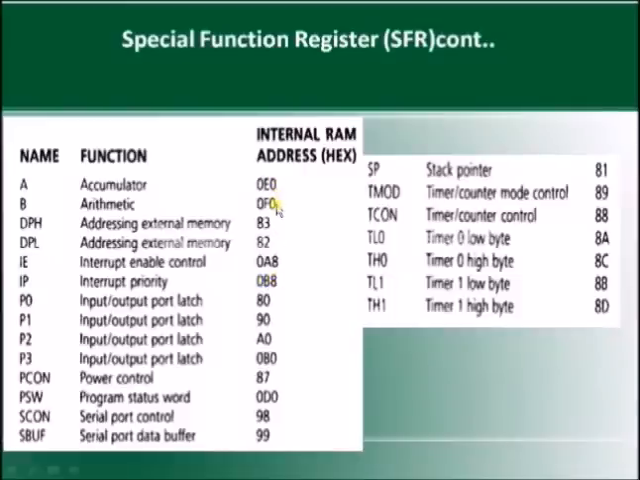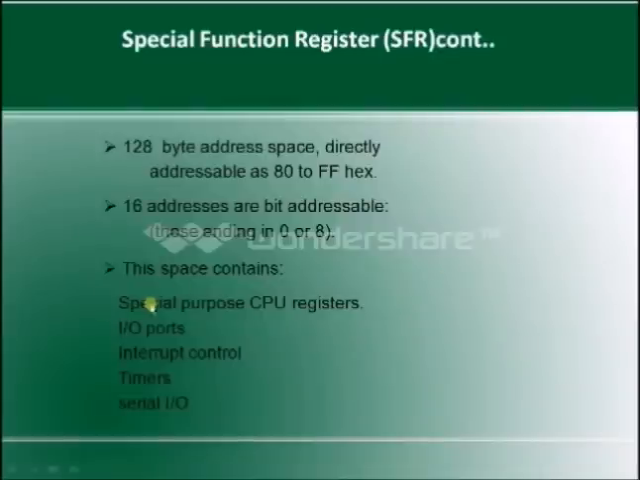As you can see here, accumulator, B register, interrupt enable, interrupt priority, port 0, port 1, port 2, port 3, and then program status word, SCON register, and TCON register. Now all these registers are accessed by using their bit names. That is why they are called bit addressable registers. And this space contains special purpose CPU registers, IO ports, interrupt control registers, timers, as well as serial input output. So this complete space, 80H to FFH, contains all these registers.